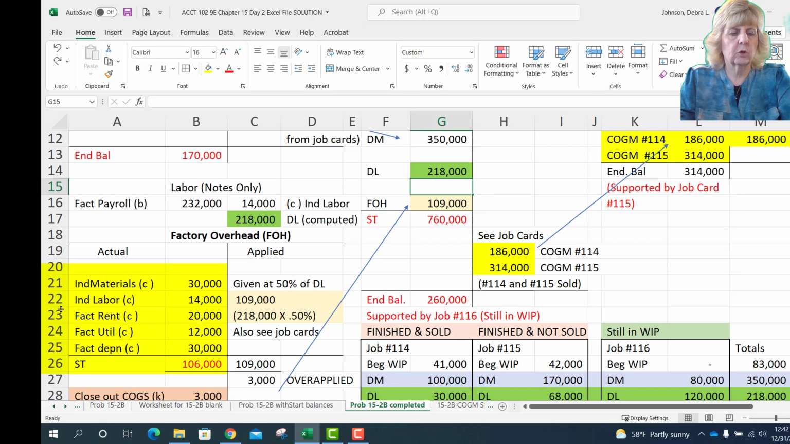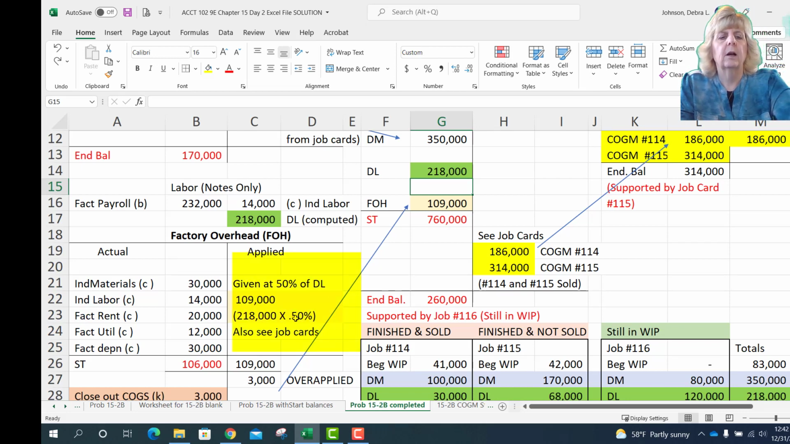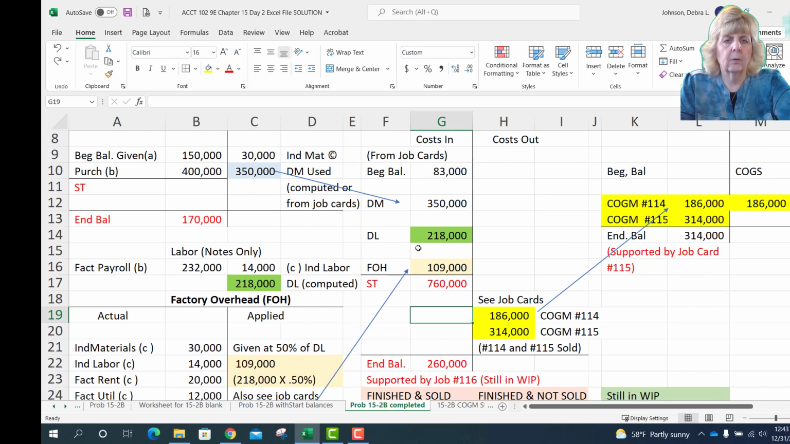And that leaves us with overhead. Actual costs, which were given in letter C, were charged out as debits, and the applied overhead was given at the rate of 50% of direct labor. So when we take that 218,000 of green direct labor and apply the overhead rate of 50%, we got 109,000. Now we can take a look at this WIP account.